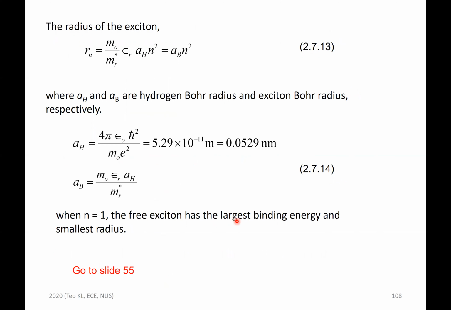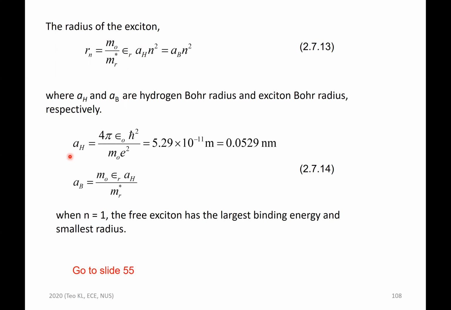Now, for the hydrogen atom, the lowest orbit we call the Bohr radius. Of course, the exciton also has its orbit. So the radius of the exciton is expressed in this form, in terms of a_H, where a_H is the Bohr radius of the hydrogen atom. So M0 over Mr star times epsilon R times a_H, I call that the Bohr radius of the exciton. And n is again an integer.